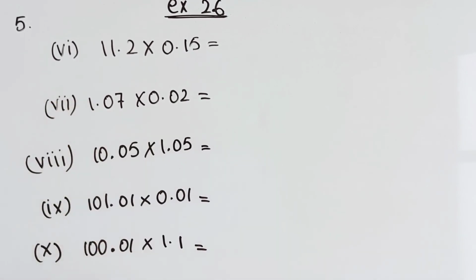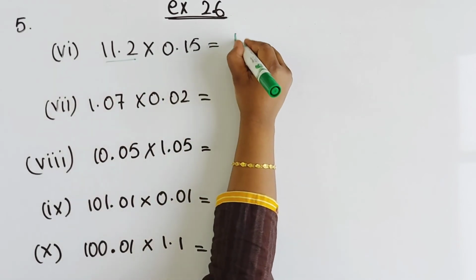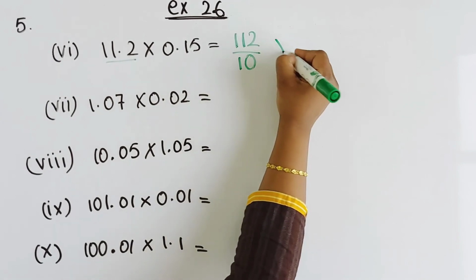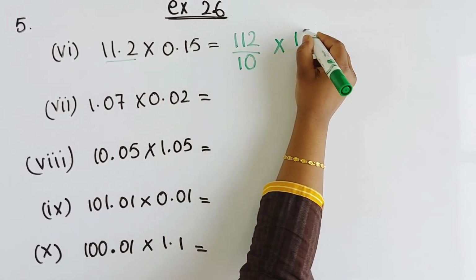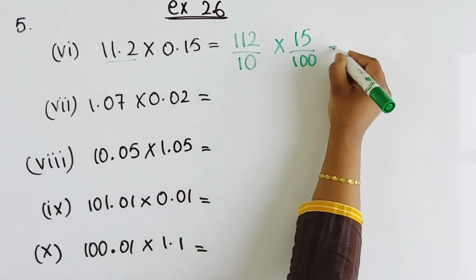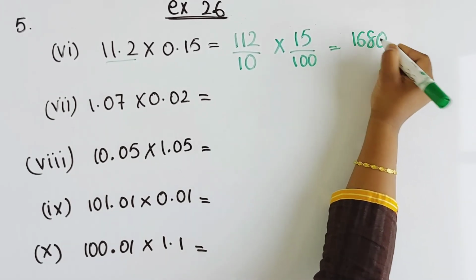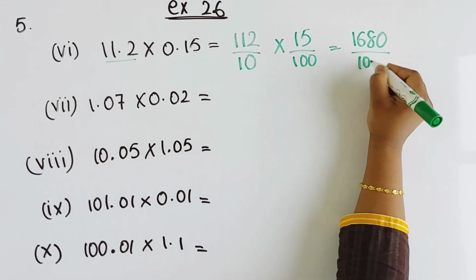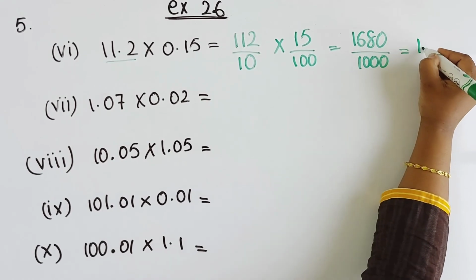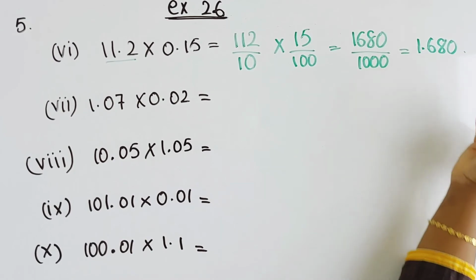Now sixth one, children, 11.2 into 0.15. Same here also. 11.2. That means 112 divided by point place 1, after that 0. Into 0.15. 15 divided by point place 1 after 2 digits. That means 2 zeros. Now 112 into 15, children. That is 1680 divided by 10 into 100, 1000. Now 1, 2, 3 zeros in the denominator. That means 1.680 is the answer. Point after 1, 2, 3 digits in the answer. Correct?